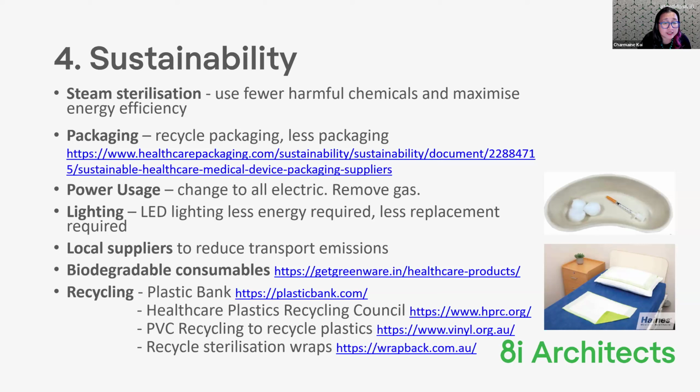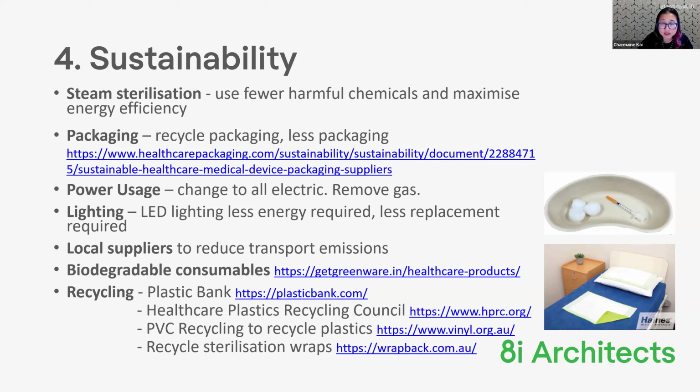With lighting, use LED lighting, as there's a lot less energy required for LED lights, and also the lifespan of LED lighting is much longer. You can get 10 years out of LED lights now, so you don't need to really replace them during the life of the lab. Try to use local suppliers where you can to reduce transport emissions. Your deliveries, the transport emissions are actually quite huge.